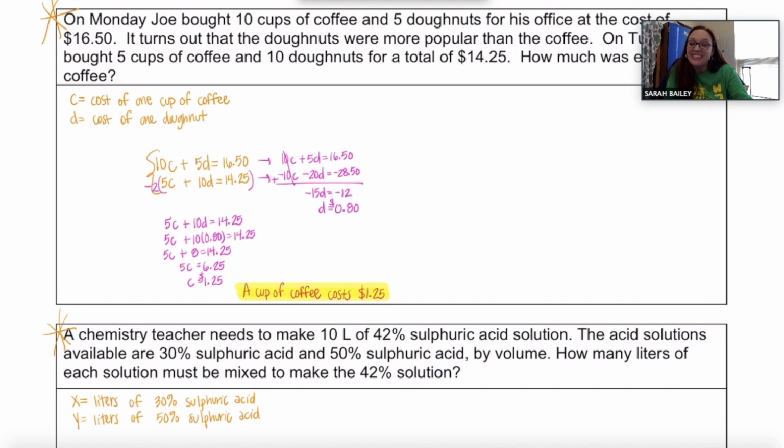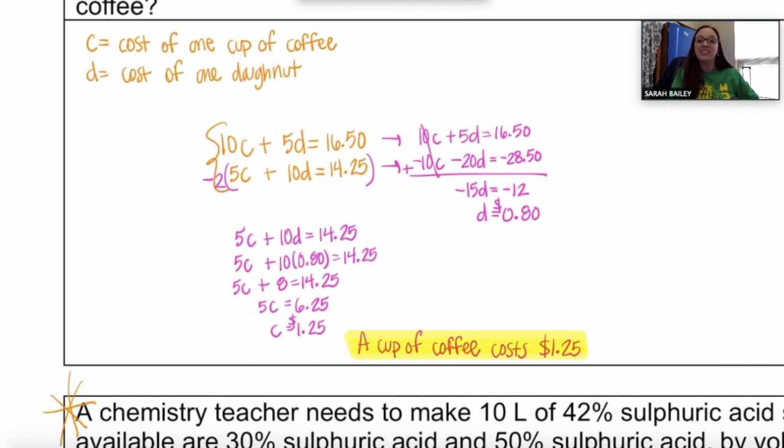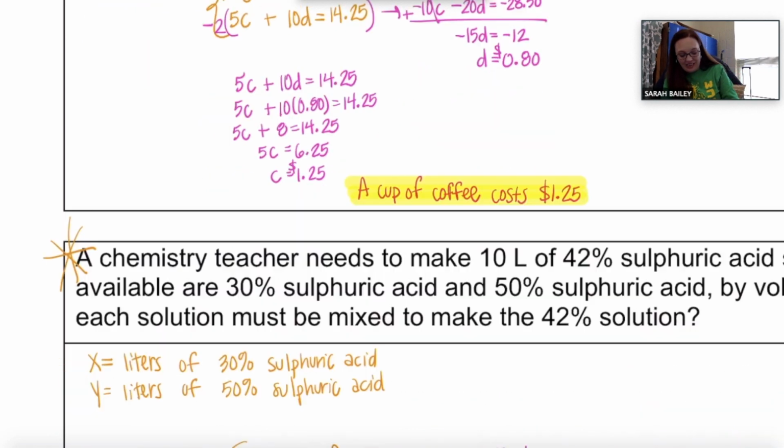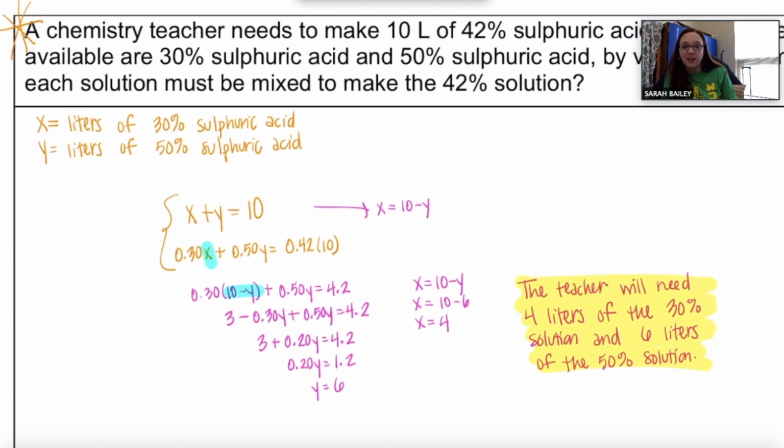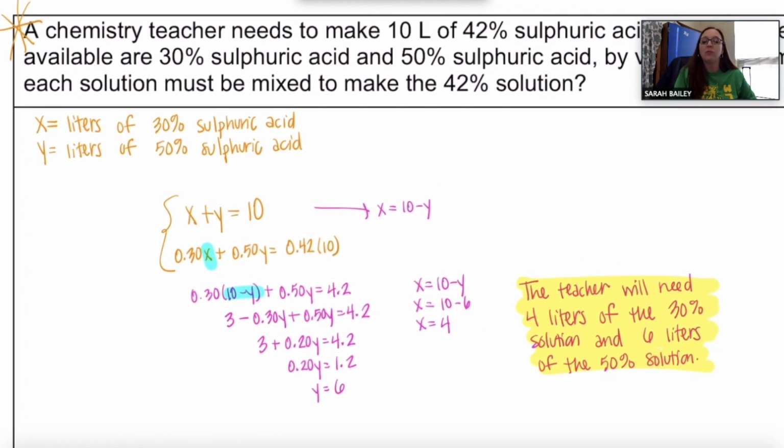Welcome back. All right, so check over the solution to the coffee and donuts problem. Go ahead and pause the video. I'll zoom in a little bit. Make the necessary corrections. Great. And then here is the one about the different types of solutions for the chemistry teacher. So pause the video and make the necessary corrections.